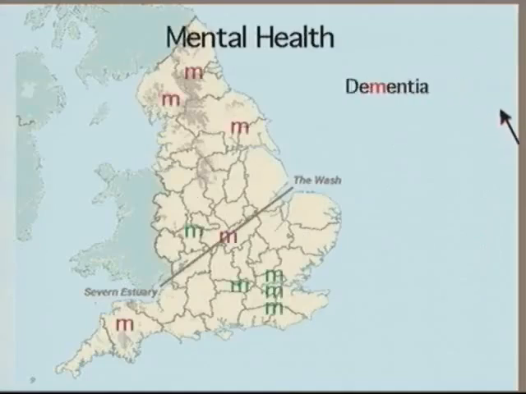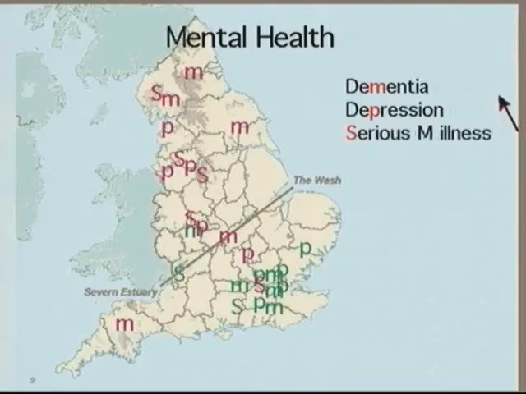Dementia. Depression. Serious mental illness. Interestingly, in London is the worst for serious mental illness, but apart from that, it's mainly in the north. So you get the picture. There is a division between the north and the south.